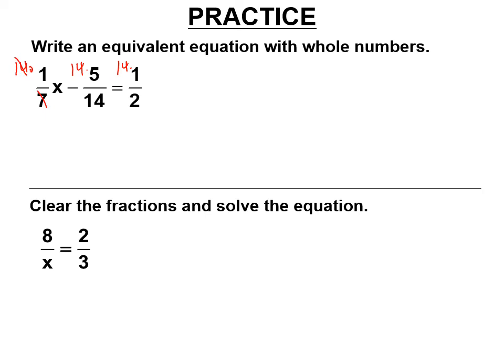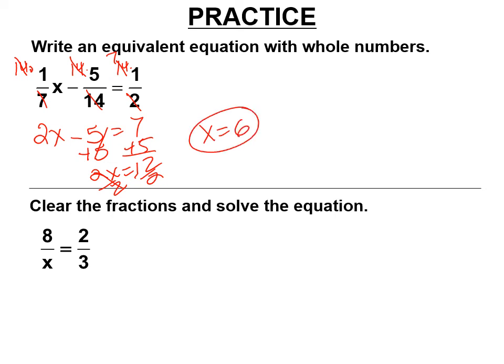7 goes into 14 twice. These 14s cancel. 2 goes into 14 7 times. 7 times 1 is 7. So we're going to solve that problem. Add 5 to both sides. 2x equals 12. Divide by 2 both sides, and x equals 6. Oh, I didn't say solve it. No, I did extra work. Write an equivalent equation with whole numbers. That's all you had to do. All you had to do was 2x minus 5 equals 7.